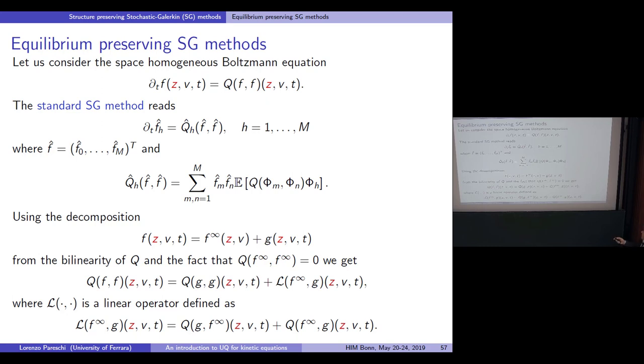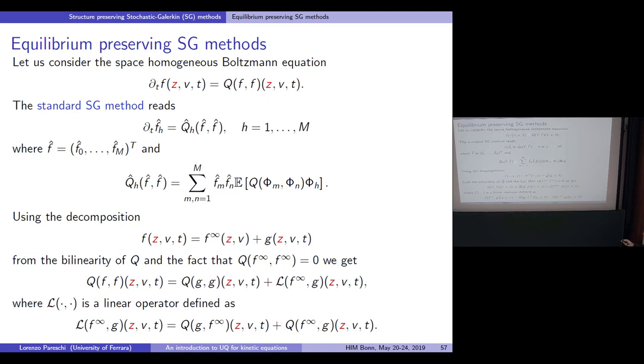You start with the space homogeneous Boltzmann equation here, and then you apply your standard stochastic Galerkin method. Your standard stochastic Galerkin method can be written in the space of the coefficients as follows, where I introduce this vector here, and this Q hat h term is defined as follows. This is exactly the projection, and you remember what we have to do essentially.